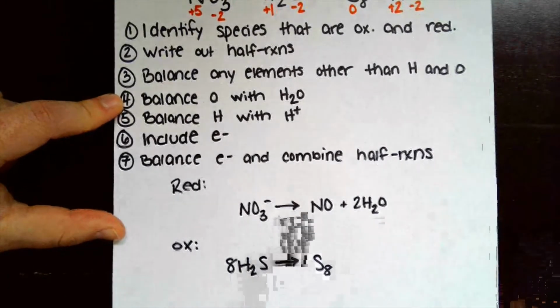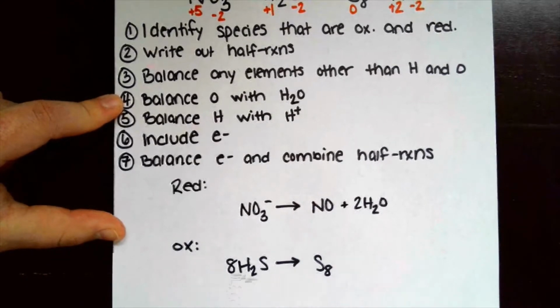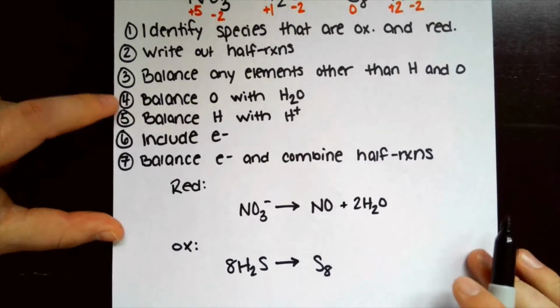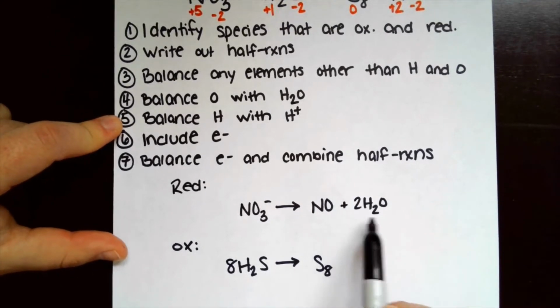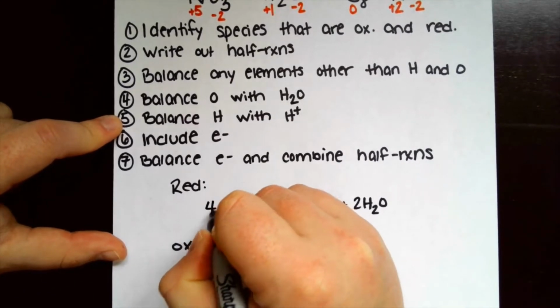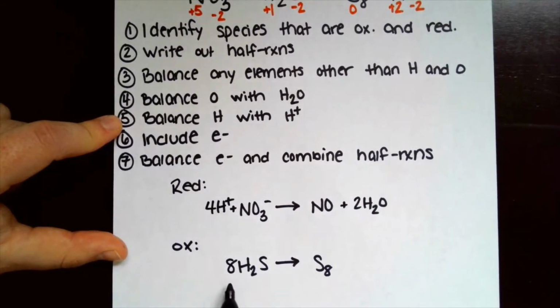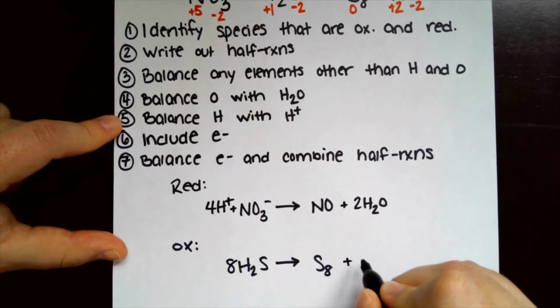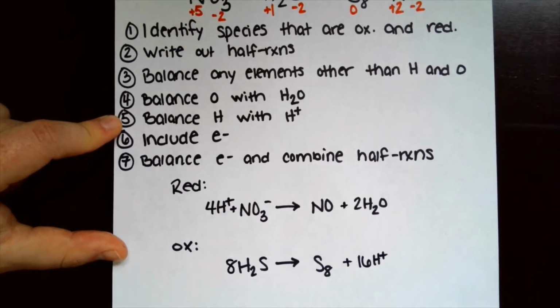Now oxygens are balanced. Down here, there actually are no oxygens to take into account, so we don't have to worry about this step. So step 5, balancing hydrogen using H+. We have 4 hydrogens here on the product side, and nothing here, so we have to put a 4 H+ here on the reactant side. In this oxidation reaction, we have 16 hydrogens, 8 times 2, so we have to put a 16 H+ here on the product side to balance it out.